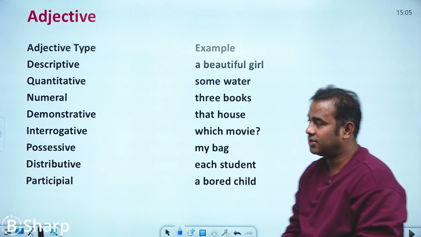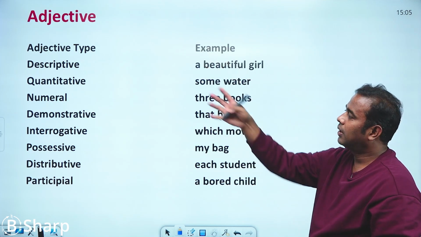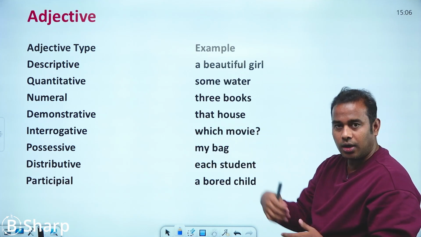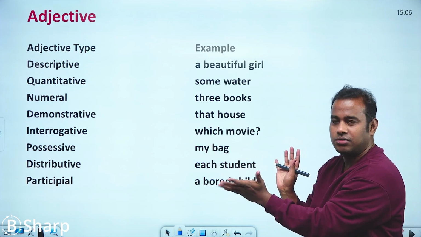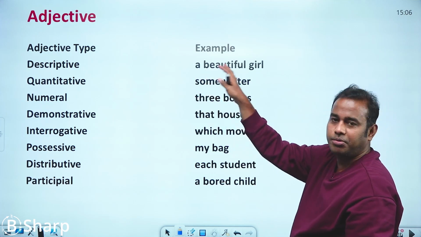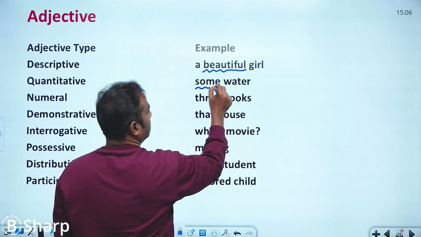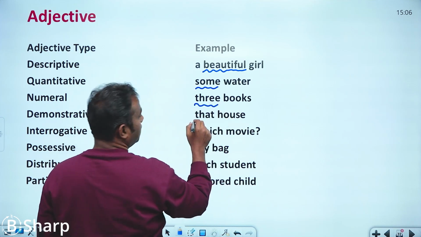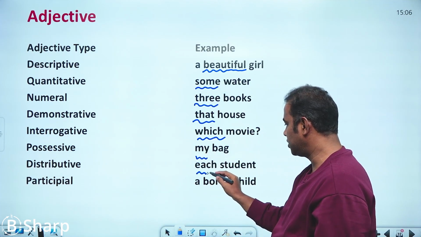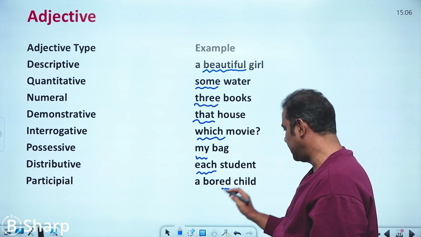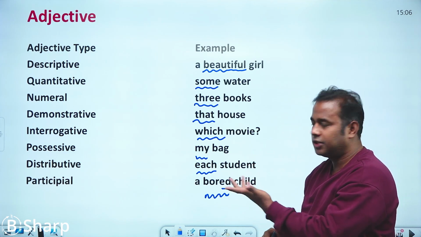Now let me summarize the adjectives here. That is descriptive, quantitative. Descriptive means qualitative, quantitative, numeral, demonstrative, interrogative, possessive, distributive, and participle adjectives. Here is a very simple example to remember for the exam, so this slide will be very useful for you. A descriptive adjective, you can write like this: that is a beautiful girl. Quantitative means some water. Numeral adjective is 3 books. Demonstrative is that house. Interrogative, which movie. Possessive means my bag. Distributive is each student. Then participle is bored child, because we have added ed here, so this becomes participle. You have to take a verb and then add ed or ing at the end, and this becomes a participle. So these are the varieties.